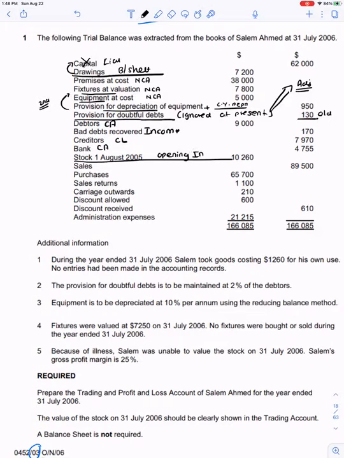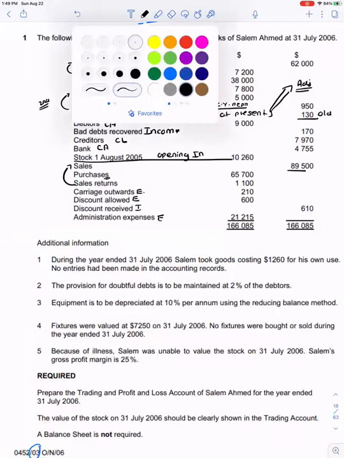This is my sales. From the sales, I would minus the sales return. That would give me my revenue. Purchases is purchases. Carriage outward is an expense. Discount allowed is an expense. Discount received is an income. Administrative expense is an expense. After marking all of this, you go to the adjustments. Now we proceed to the adjustments.